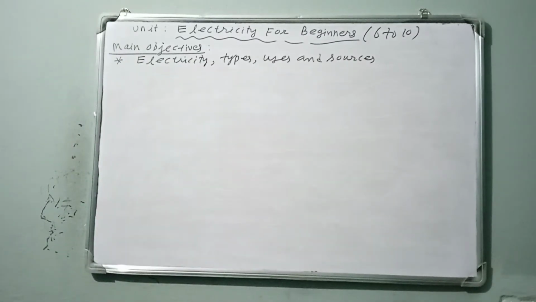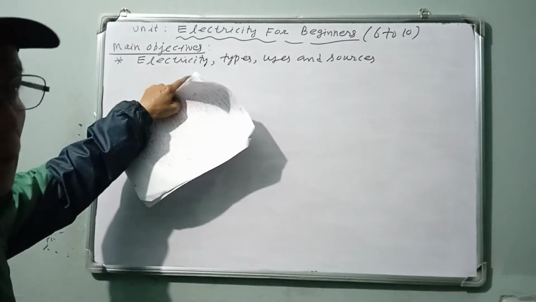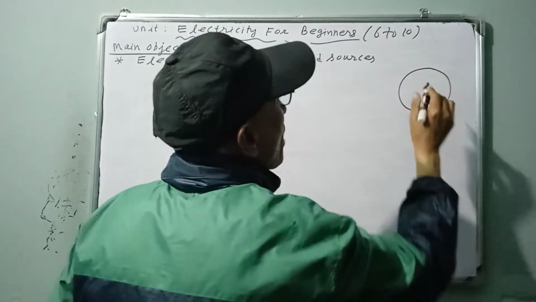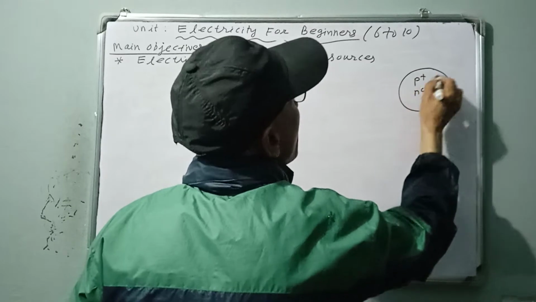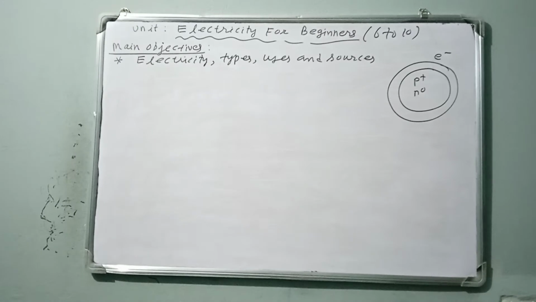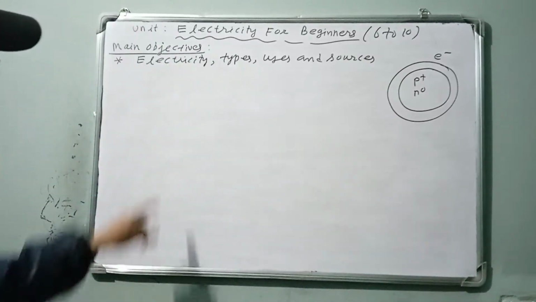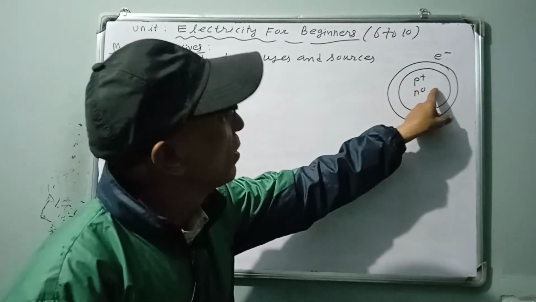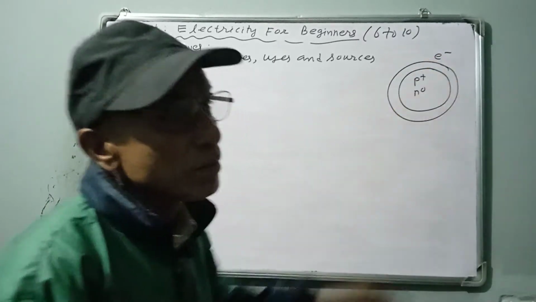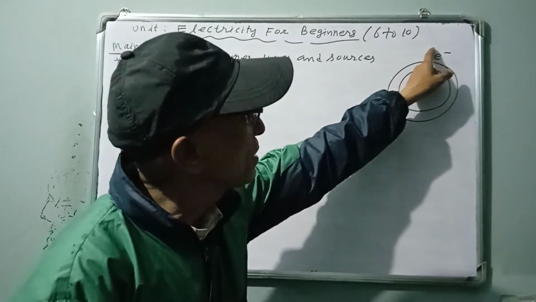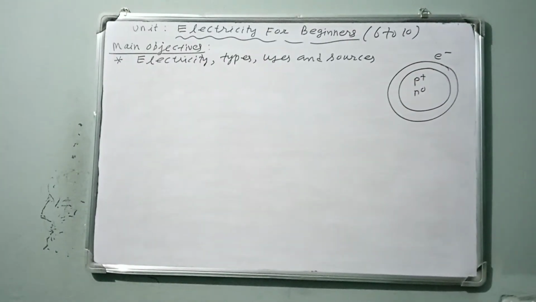Before starting the lesson, you should know what electricity is. An atom has three parts: proton, neutron and electrons. These three subatomic particles are found in any atom, including radioactive elements and other elements. Protons and neutrons don't flow; they are situated at the nucleus. Only electrons flow. So electricity is the flow of negatively charged particles called electrons.